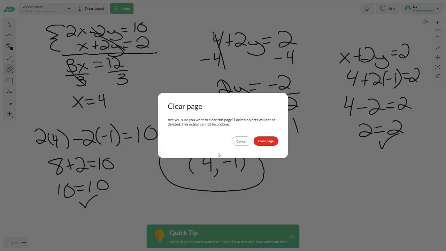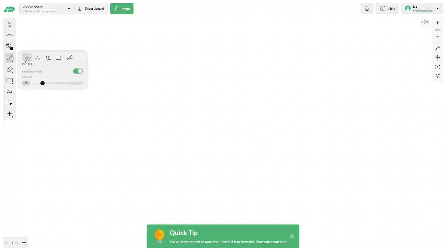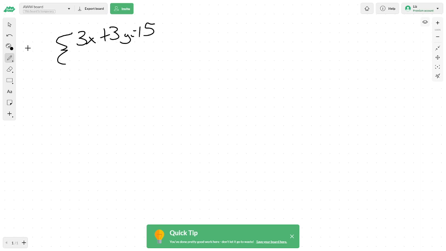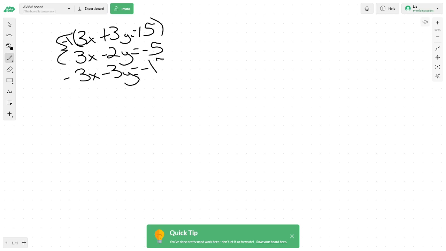Let's look at another example here. We have 3x plus 3y equals 15, and then we have 3x minus 2y equals negative 5. So in order to use elimination, I need a positive coefficient and a negative coefficient that are the same. I have a positive 3 and a positive 3, so I need to make one of these negative. All I'm going to do is multiply the top equation by negative 1. That gives me negative 3x minus 3y equals negative 15. So all I did was change the sign across the top equation.